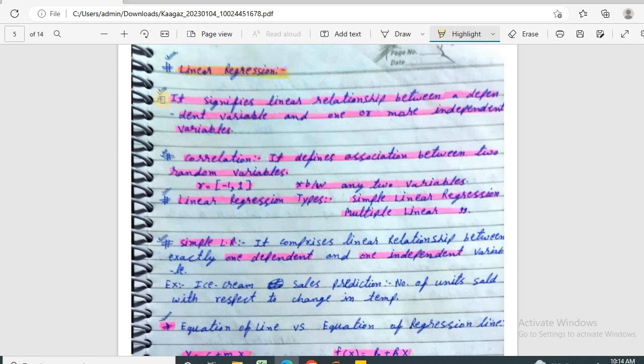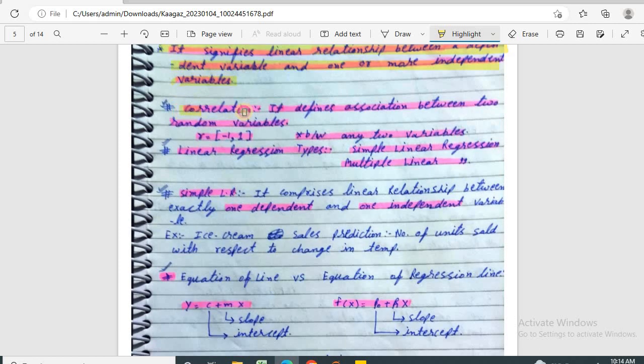So what is linear regression? It signifies the linear relationship between dependent variable and one or more independent variables. So this is the linear relationship. Now comes the correlation. What is correlation? It defines the association between two random variables.